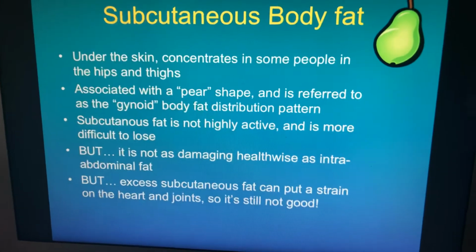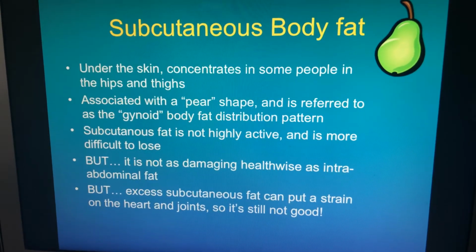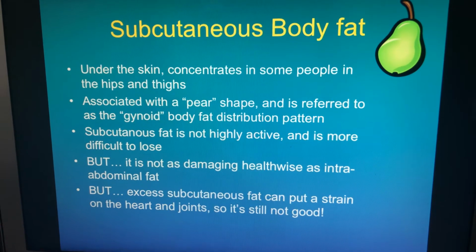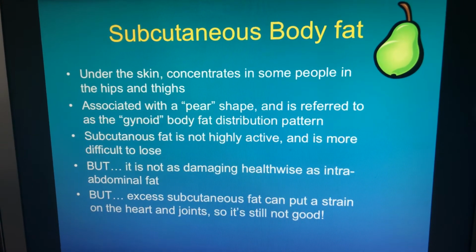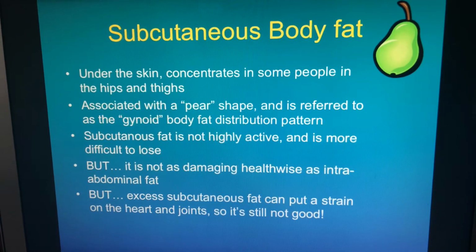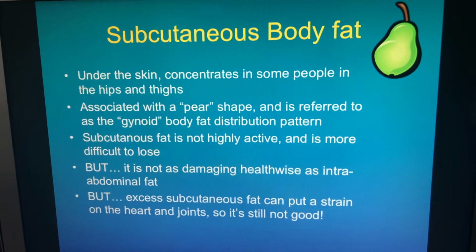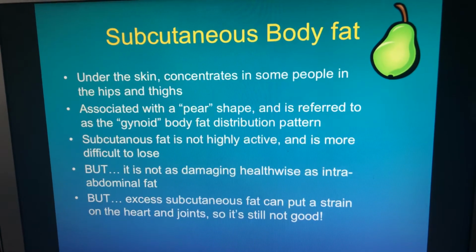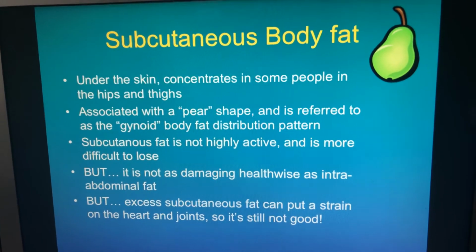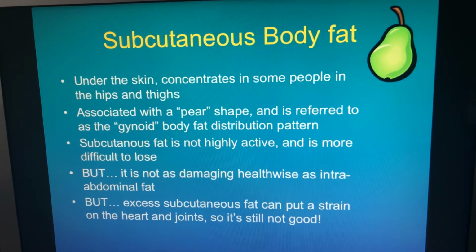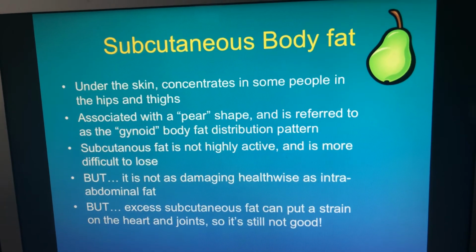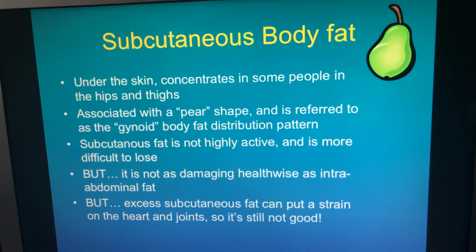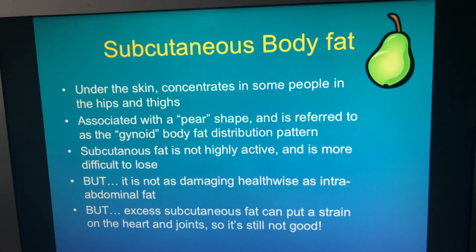So the subcutaneous body fat is more of a storage depot, tends to collect in the hips and thighs, but other places as well. People with a lot of the subcutaneous body fat are often pear-shaped. It's called a gynoid distribution of body fat associated with female hormones. Although men can have gynoid obesity as well. So the subcutaneous body fat that tends to collect in the hips and thighs is more difficult to lose. It's resistant to weight loss.